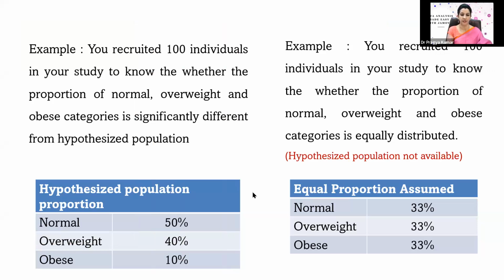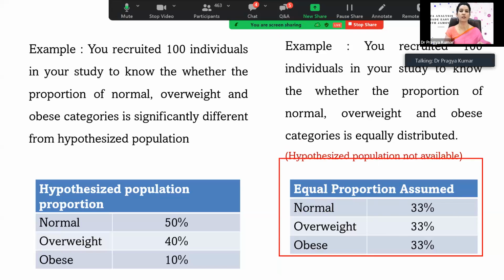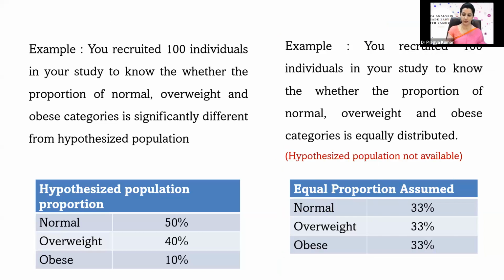So if you have some known proportion, you can test that. Now coming to the other situation, this is another example where you have recruited 100 individuals in the study, but that hypothesized population proportion is not available. In that case, what will I do? What this software does is assume that all the individuals are equal in the three groups. So the proportions of normal, overweight, and obese will be assumed to be equal.